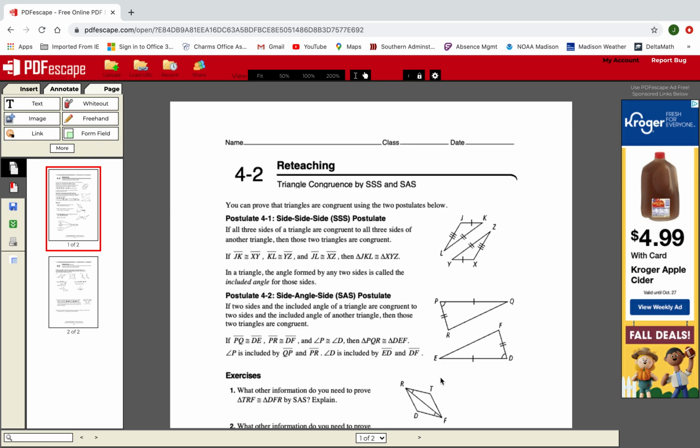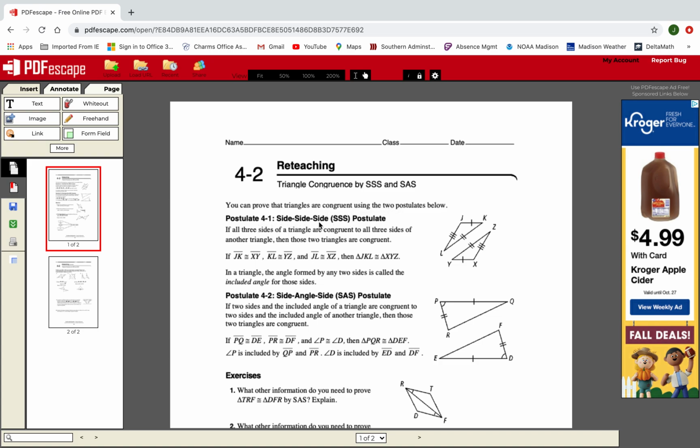Hey everybody, welcome to 4-2, which is Triangle Congruence by SSS and SAS. We're going to talk a little bit about what that means and practice these concepts for a few examples here. So this says that you can prove triangles are congruent by using the two postulates below.